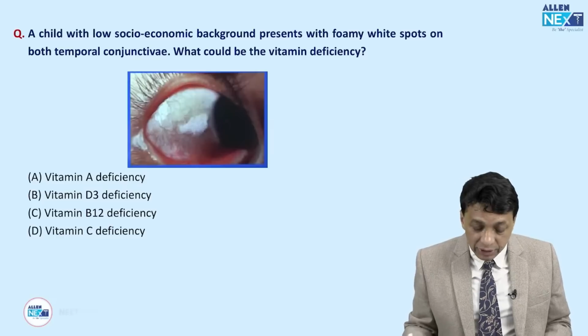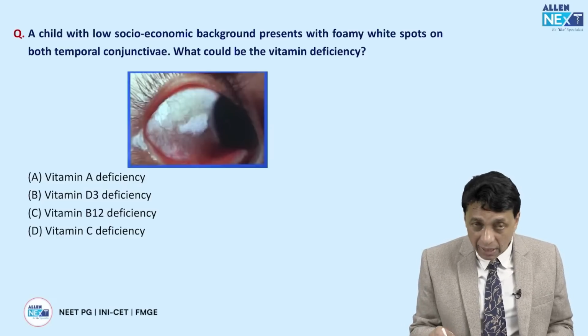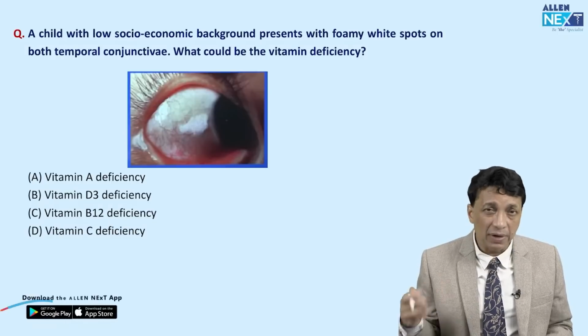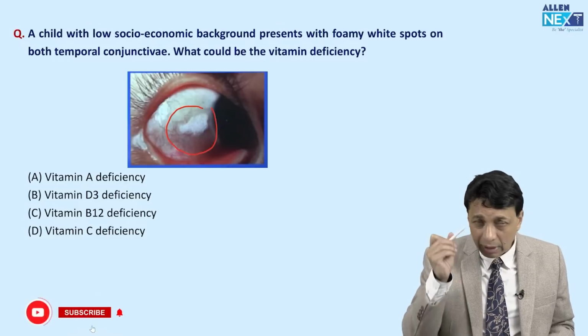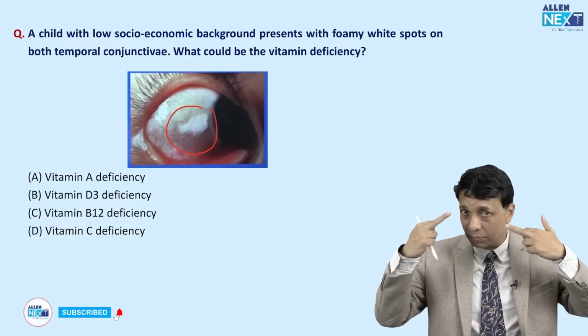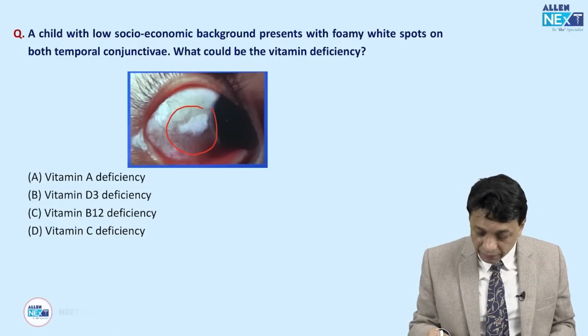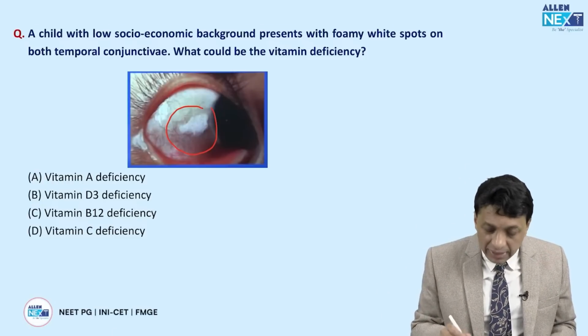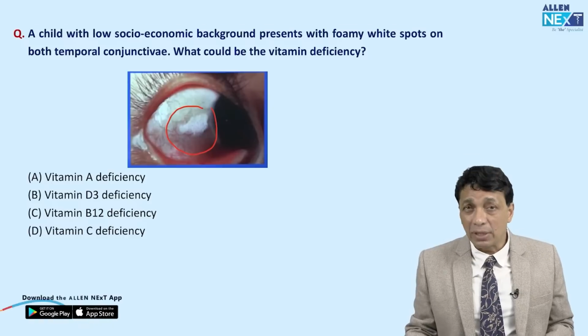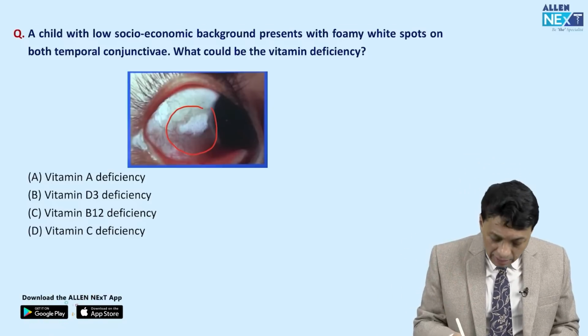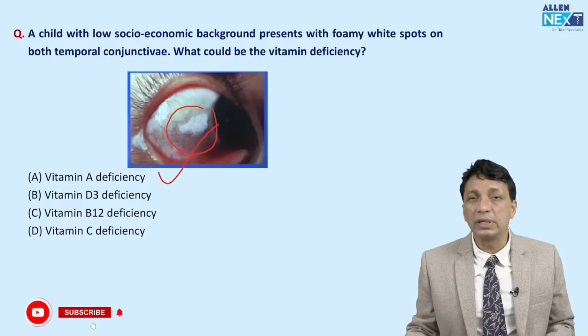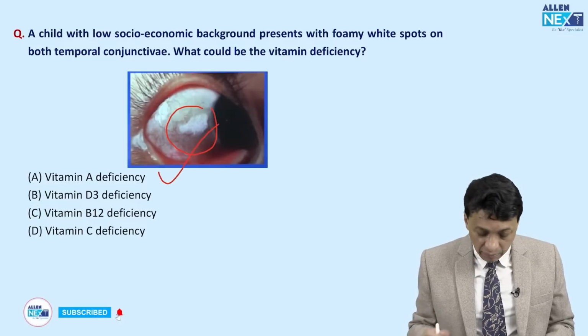Okay, very well. A child with low socioeconomic background, that gives you a hint of some deficiency. With foamy white spots, and dear me, this is so obvious on both temporal conjunctiva, not one but both. What could the vitamin deficiency be? And you know, these are classically Bitot's spots, and Bitot's spots are a very specific sign of vitamin A deficiency. So it is indeed choice A, vitamin A deficiency.